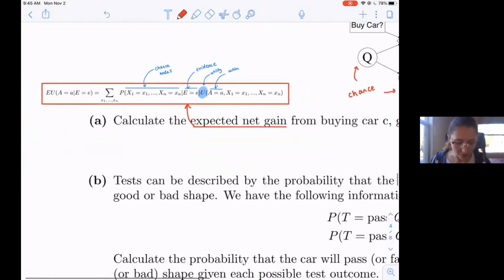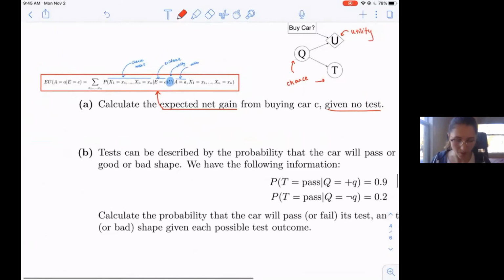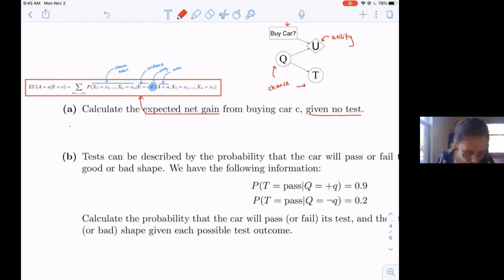So we're going to apply this formula for the specific part of our problem here. So we're trying to compute the expected utility of our action equaling buy. And we're not given any evidence because we're not given any test results. So we're just computing the expected utility of buy. So that means that anywhere we're seeing this big E equals E, we're not going to be conditioning on anything.